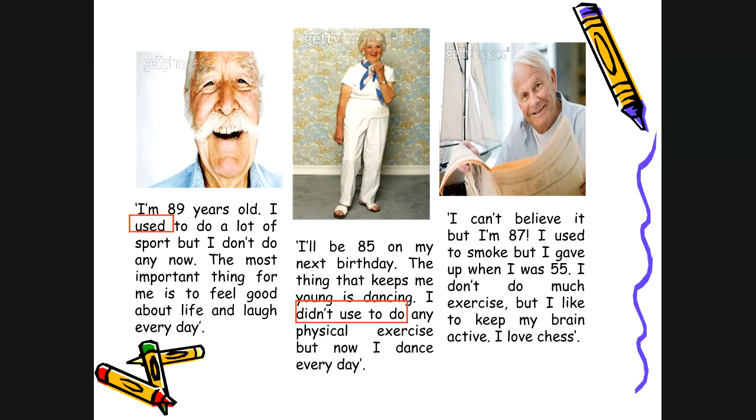And finally, the third person: I can't believe it, but I am 87. I used to smoke, but I gave up when I was 55. I don't do much exercise, but I like to keep my brain active. I love chess. What do they have in common?